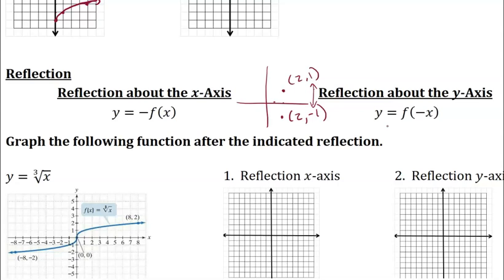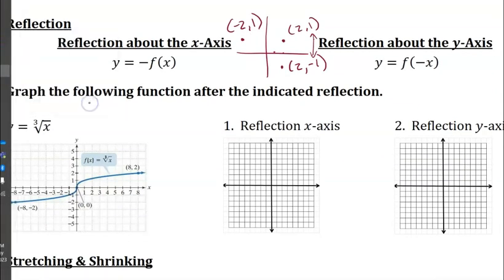And then across the y-axis, we change the sign on the inside, okay? So x has the opposite sign. Again, let's say I started at the point 2, 1. If I reflect that across the y-axis, that would be the point negative 2, 1. So in other words, the x has the opposite coordinate.